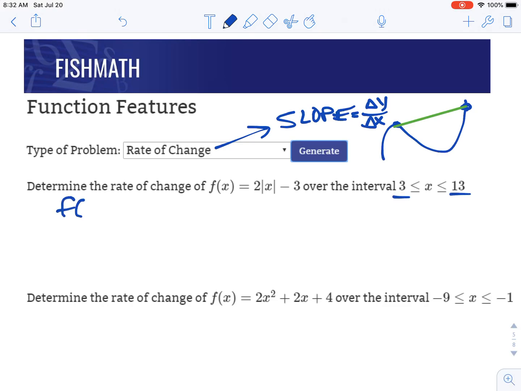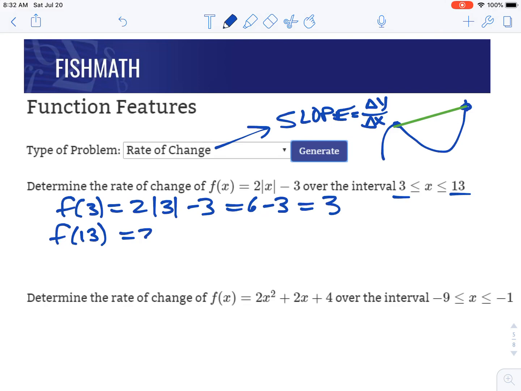So for f of 3, that would be 2 times the absolute value of 3 minus 3, which would be 2 times 3 minus 3, which is 6 minus 3, which is 3. And then f of 13 is 2 times the absolute value of 13 minus 3, which is 26 minus 3, which is 23. Once we've got these two y values with the x's, we can then make a table.